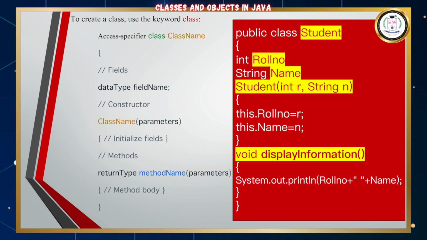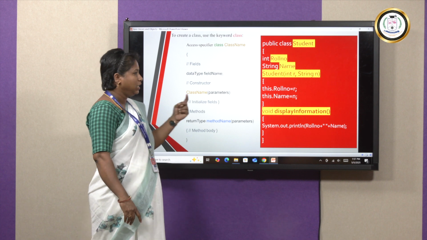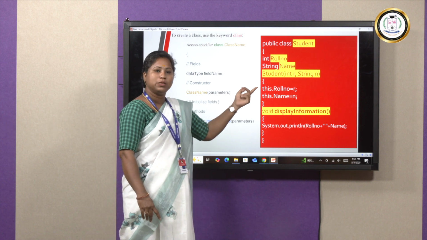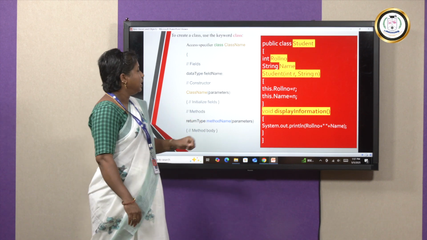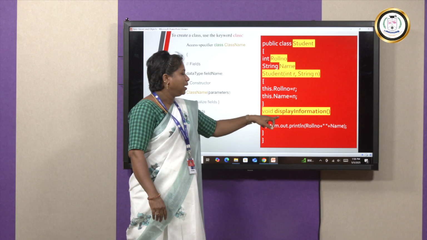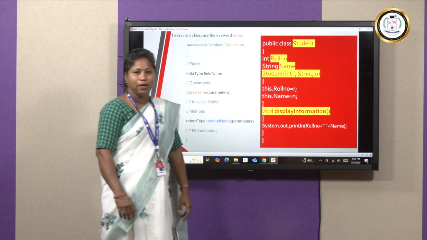An example coding where I created a class called Student. Within that I have two fields called rollNumber and name, which are initialized using a constructor. This constructor is helpful for initializing an object when it is created, where I use this.rollNumber equals, where this refers to the particular object it is meant for. And then displayInformation is a method used to display the details of the fields.